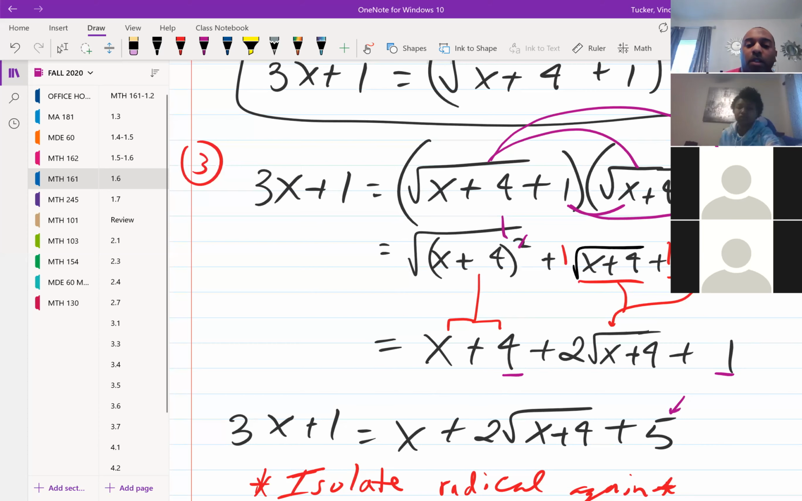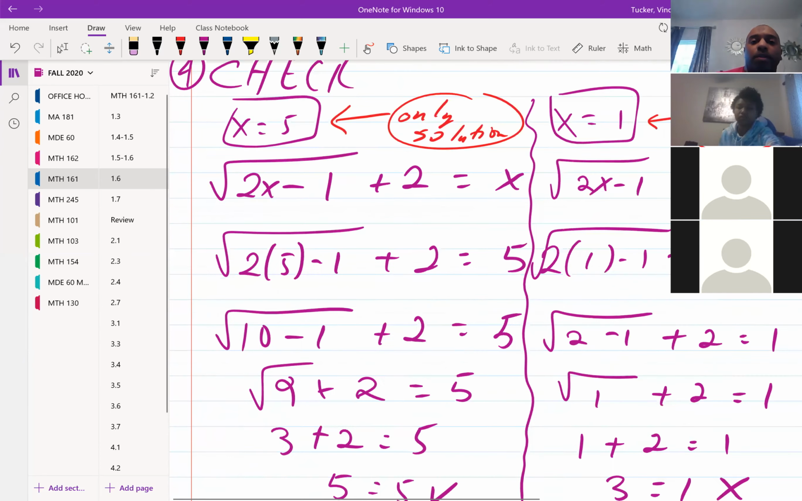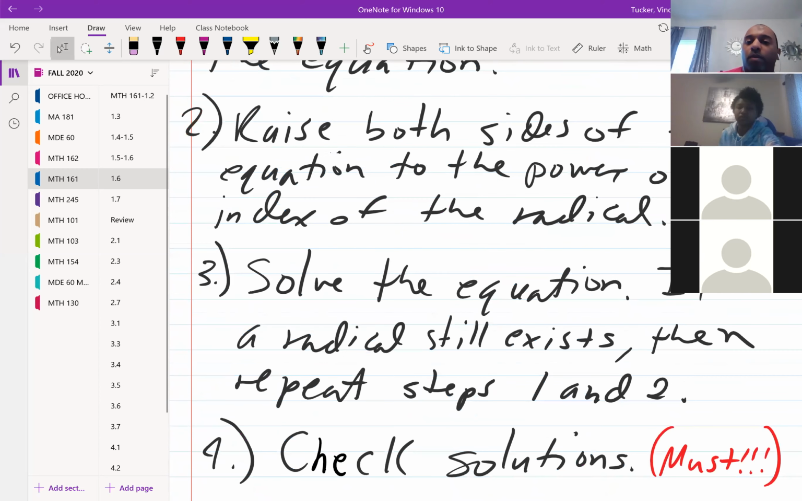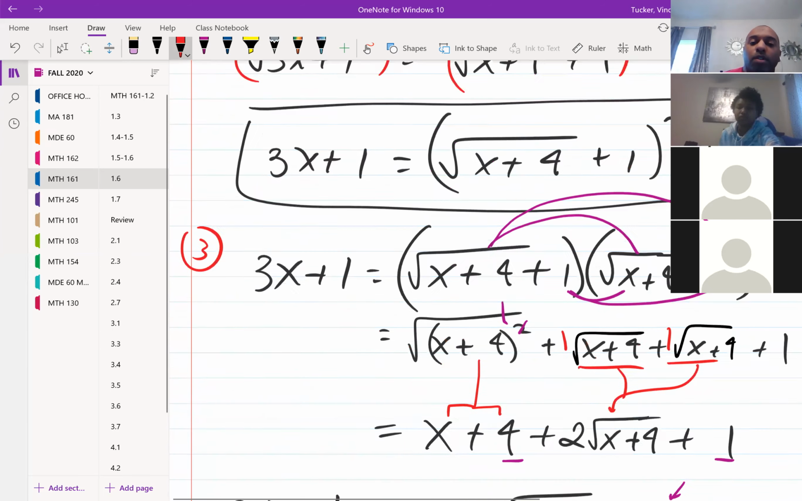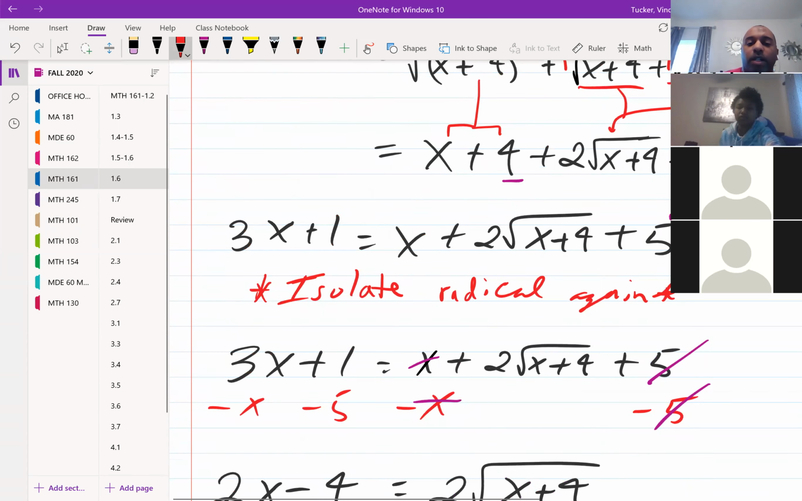All right. So going to the next step, we have to isolate the radical again. We have a radical still involved. Don't forget when you go back to your steps. Here it says solve the equation, and it says repeat steps 1 and 2 if a radical still exists in step 3. So we have to go repeat steps 1 and 2. All right, I moved past it. Yep, isolate the radical again.